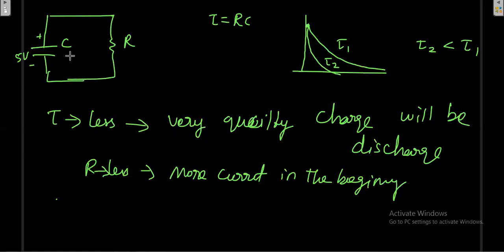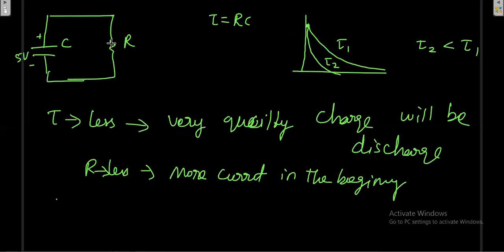All the charge present in the capacitor will go as a current to the resistance, and then be dissipated as heat. So the lesser the time constant, the more quickly the charge is discharged. Or the other way, if tau is high, even if you assume C is constant, then R is high. Otherwise, when C is constant and R is less, tau will be less.